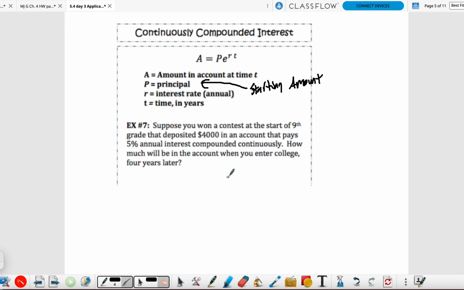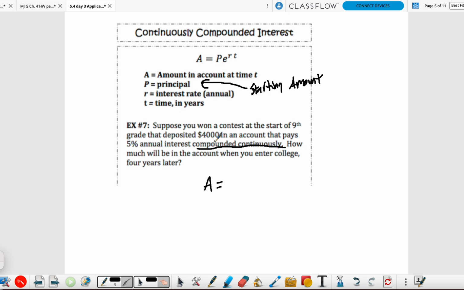So suppose you won a contest at the start of 9th grade that deposited $4,000 in an account that pays 5% annual interest compounded continuously. There are those two words. How much will be in the account when you enter college?